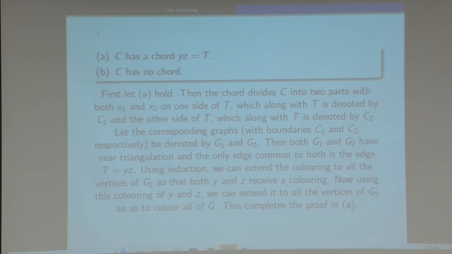So these are smaller graphs, therefore by induction, these are near triangulated. Using induction we can extend the coloring to all vertices of G1, so that both Y and Z receive a coloring. Now using this coloring for Y and Z, we can extend it to all the vertices of G2. So this is a straight induction. The more difficult case is B, where it's possible that there are no chords at all.